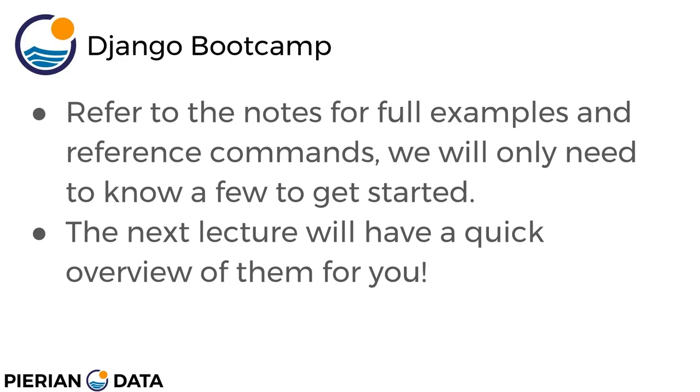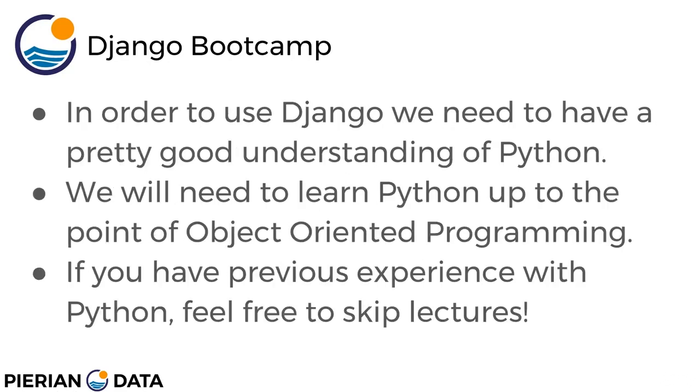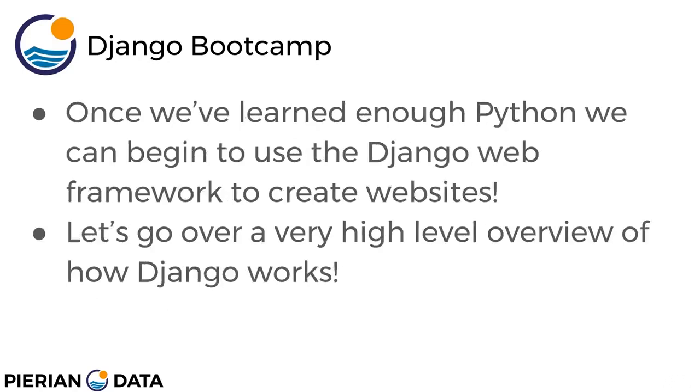And there's also full notes with written explanations in case you want to reference those. That's just going to be a quick overview lecture, and that's actually all that's in this particular section of the course. Then in the next section, in order to use Django, we need to have a pretty good understanding of Python. So we have Python level 1 and Python level 2. And we need to learn Python up to the point of object-oriented programming. If you already have previous experience with Python, feel free to skip certain lectures, look around in the curriculum, and see what's a good starting point for you. And I'll remind you to do that again when we actually reach those Python lectures.